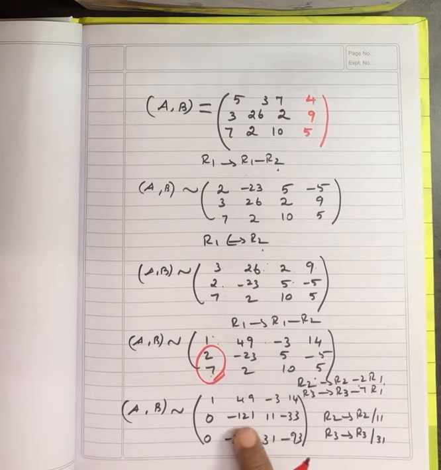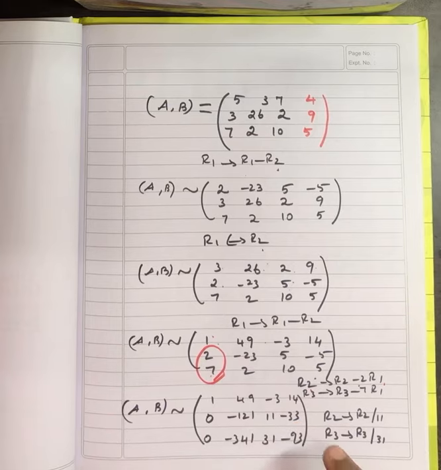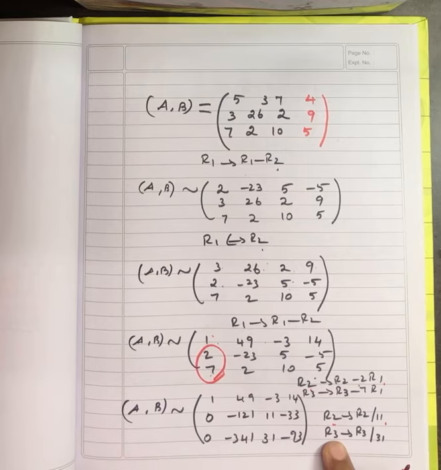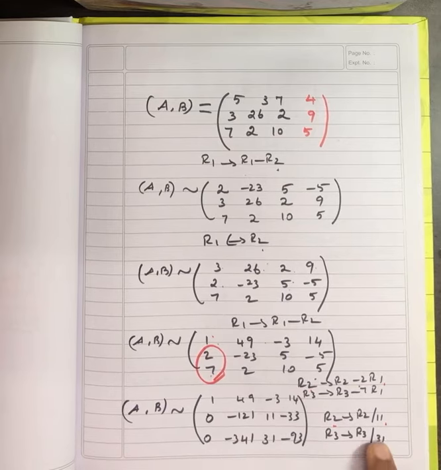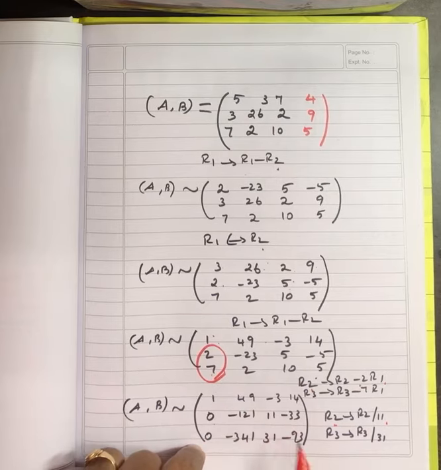Same in the second row, all the elements are multiples of 11. So the numbers look big. So I am going to divide R2 by 11. In R3 all the elements are multiples of 31. So I am going to divide R3 by 31. So what will it become? 0. 11 into 11 is 11. So minus 11, 1 minus 3.